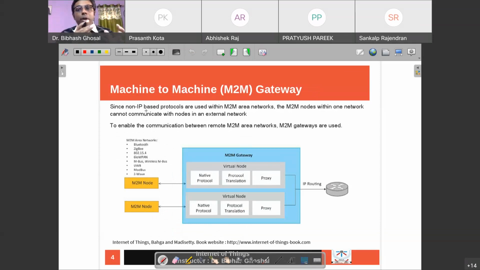The M2M area network uses proprietary protocols such as Zigbee, BLE. So there has to be a translation, right? As you see here, this is the one that does this protocol translation. It takes from the M2M node, does this protocol translation, and then sends it to the internet, which uses the IP stack, the proper IP route. Okay, so this is mainly the functionality of a gateway.